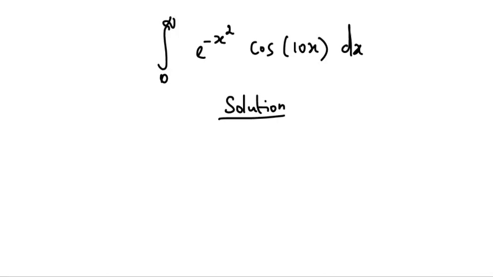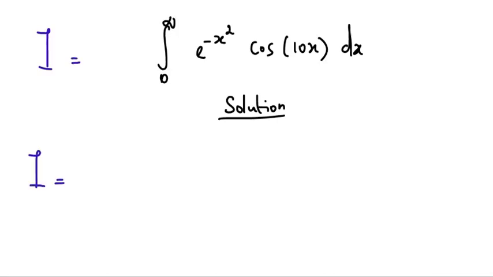Today we have this JEE Advanced math problem: the integral from 0 to infinity of e raised to the power of negative x squared multiplied by the cosine of 10x dx. The most interesting part is that I'm not going to use Feynman's technique. Let's do this in a smarter way. Let's call this integral I.